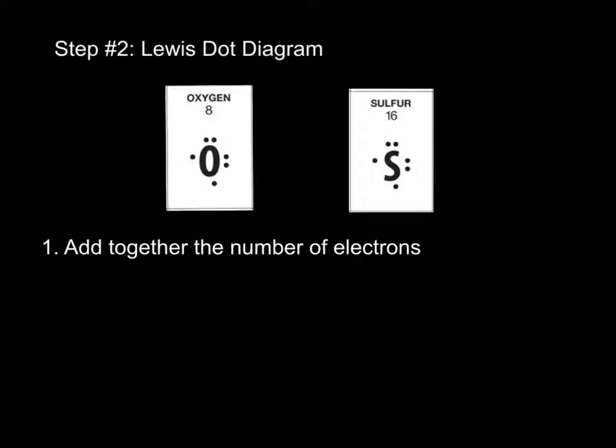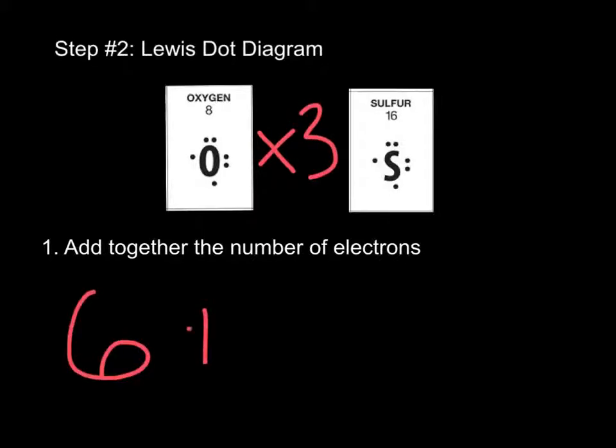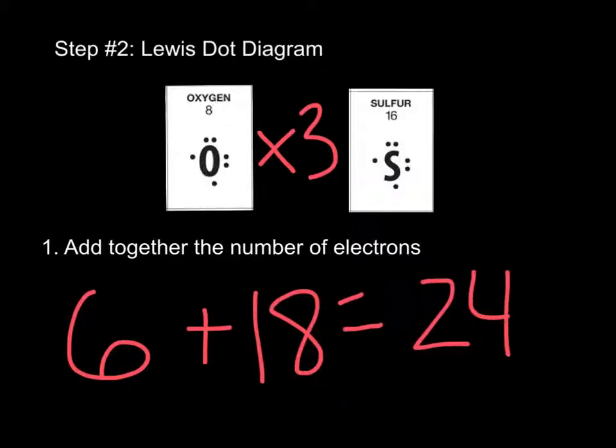Step 2 is writing out the Lewis dot diagram. And as you can see here, we have the Lewis dot diagram for both elements, except that oxygen's number of electrons must be multiplied by 3, meaning that we have sulfur's 6 plus oxygen's 18, making a total of 24 electrons that must be represented.